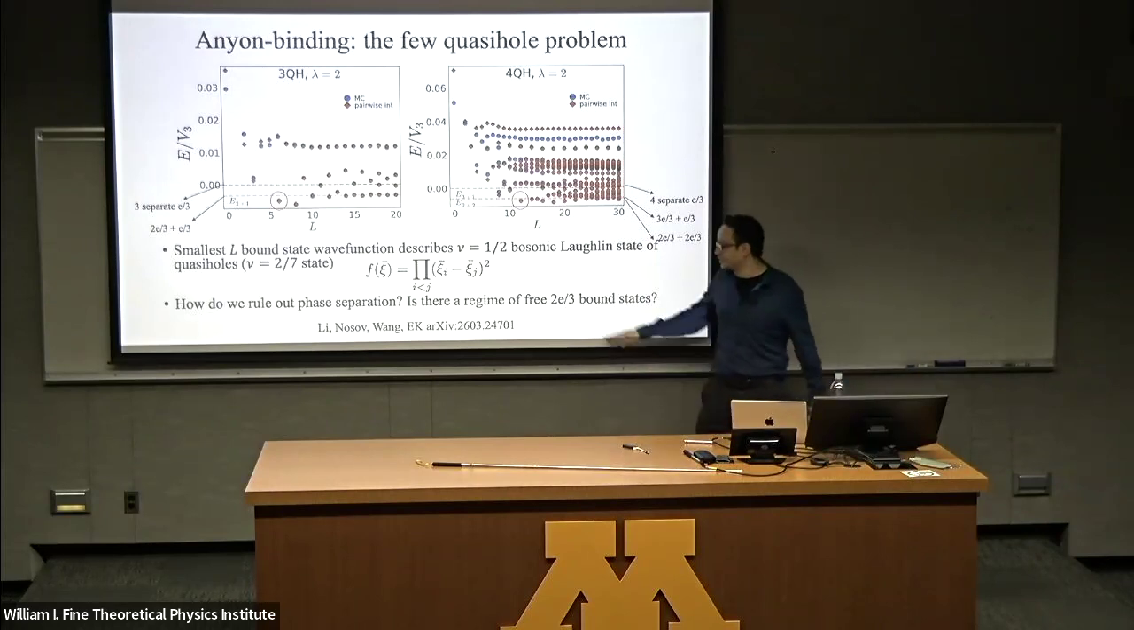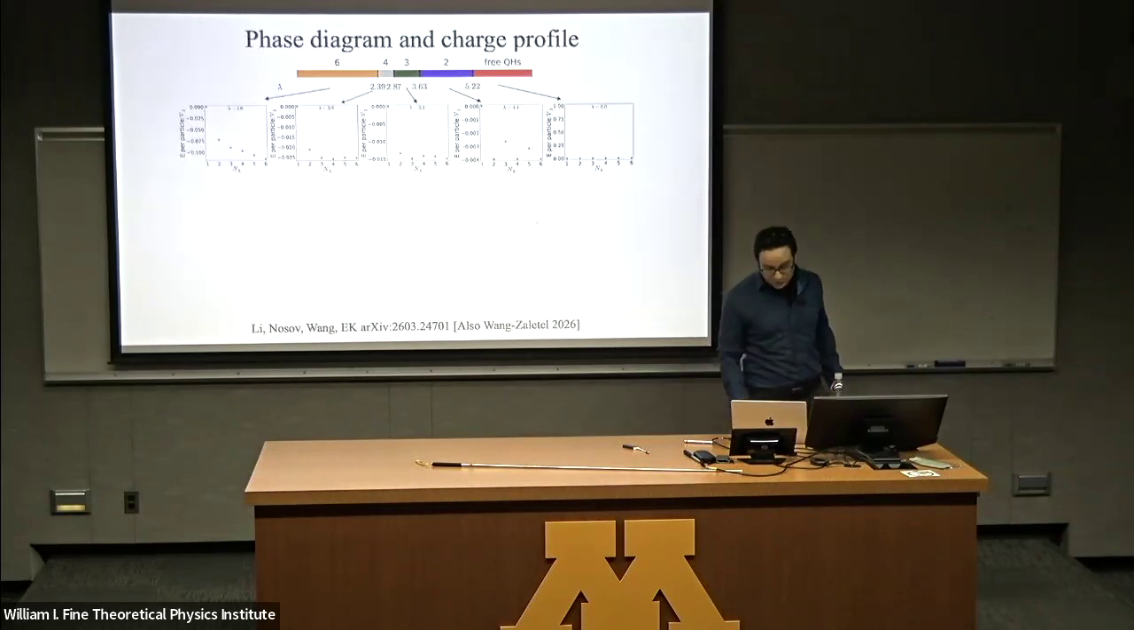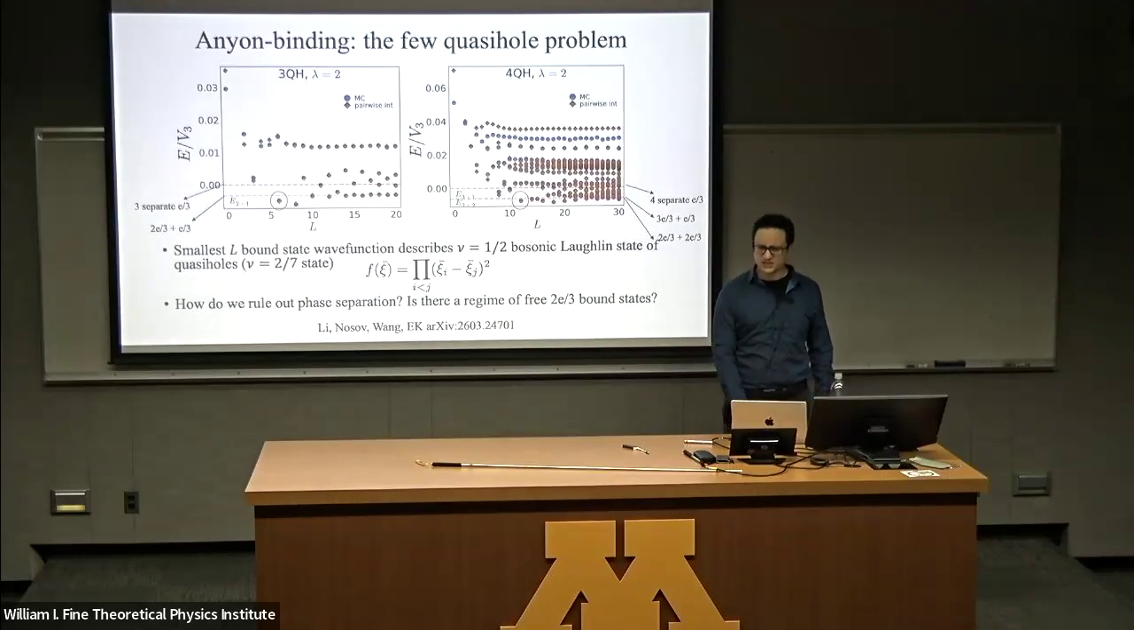So is there actually a regime of free 2/3 bound states? What we did was we looked at up to 6 quasi-holes, and we looked at the energy per particle. But 2/7 is what? That's not a Jain state. What is this? It is a Jain state. 2/5 is larger than a third, and 2/7 is smaller than a third.